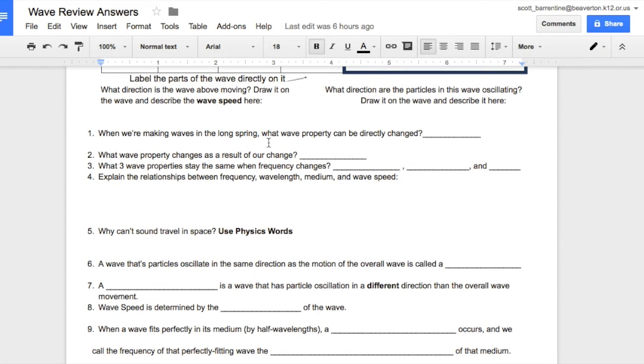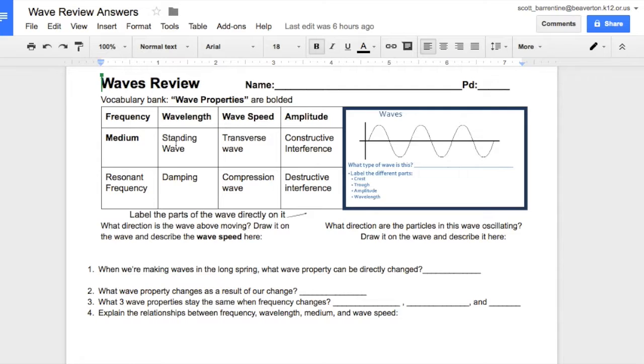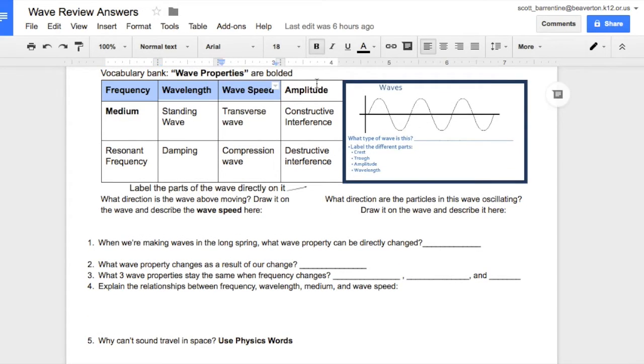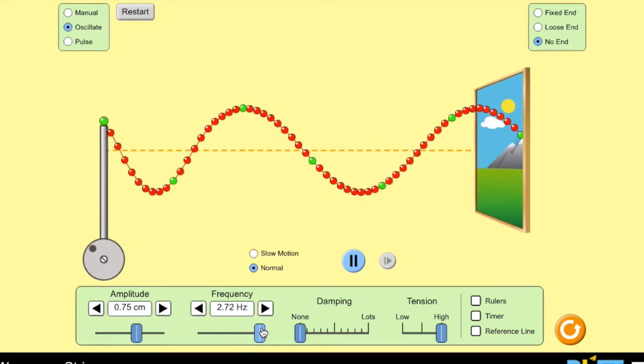So when we're making waves in the long spring, what wave property can be directly changed? Now I bolded the wave properties up here, but really these four are the main wave properties. Medium is maybe a wave property. It's kind of interesting. Medium means what a wave is traveling through. So the medium decides a lot of things about the wave, but it's not really a part of the wave. But when I ask for a wave property, medium is a possibility on this review. But in this case, in the long spring, we're directly changing the frequency, right? When you spin faster, we can change the frequency of the wave.